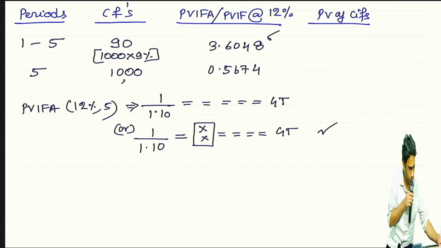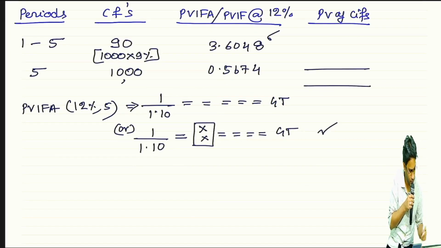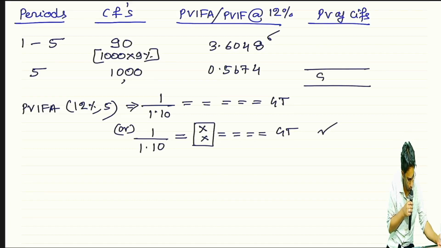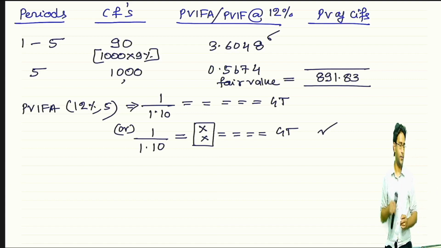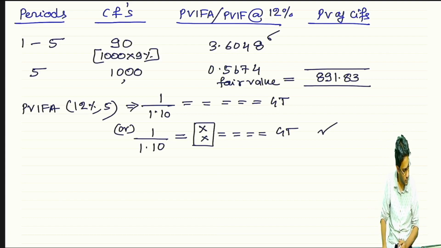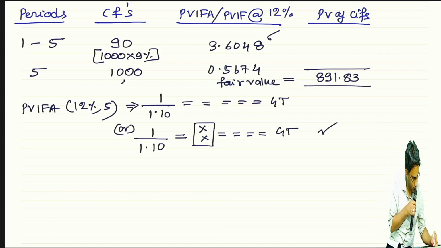Okay, now, anyway, get the answer here. 90 into 3.6048 and 567.4, that is 891.83. 891.83 is called as the fair value. This is 12%, yeah, correct. That only I also got.